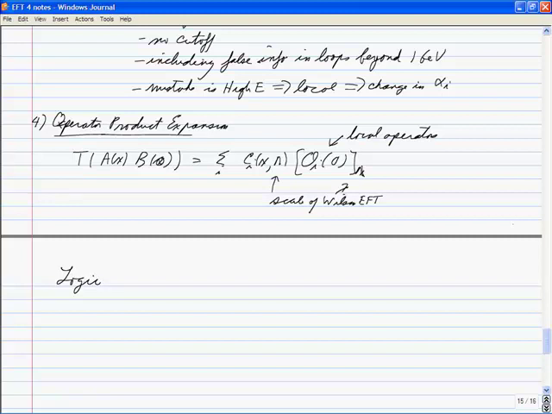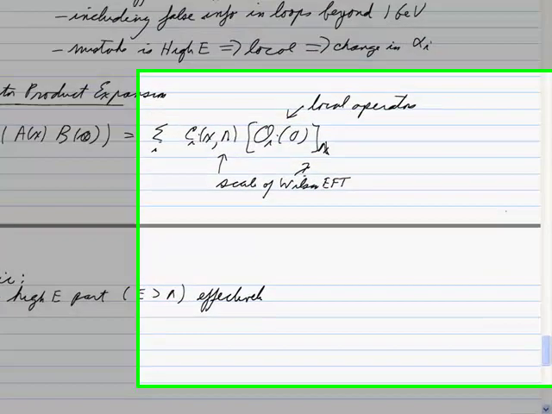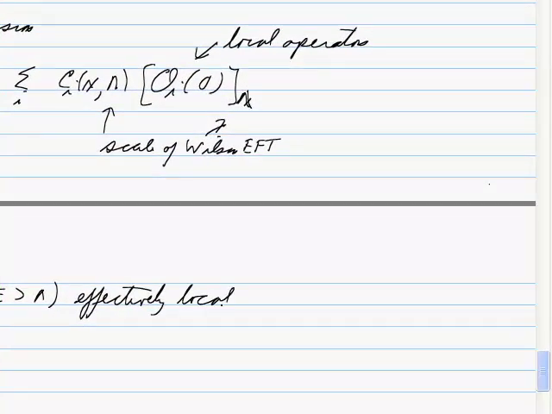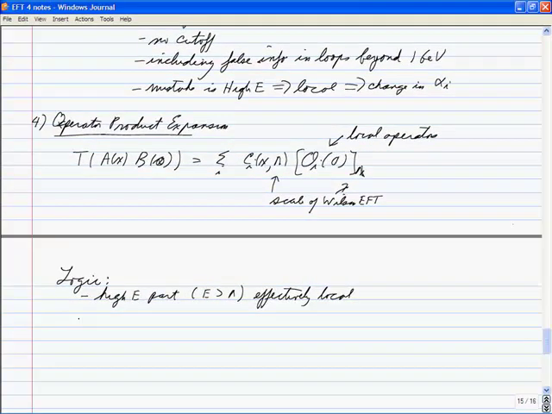Okay, so the logic is, why is there a transition dependence there? Well, the high energy part is effectively local. High energy part means energy is greater than lambda. Okay, but there's also, in principle, renormalization that comes from low energy parts.